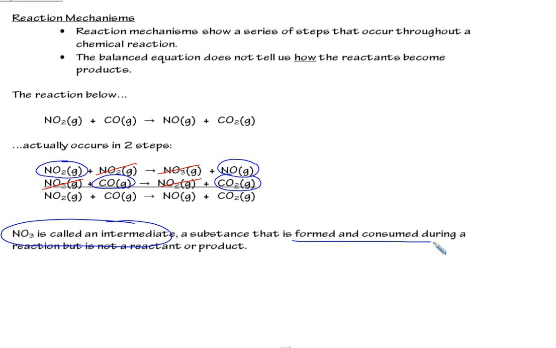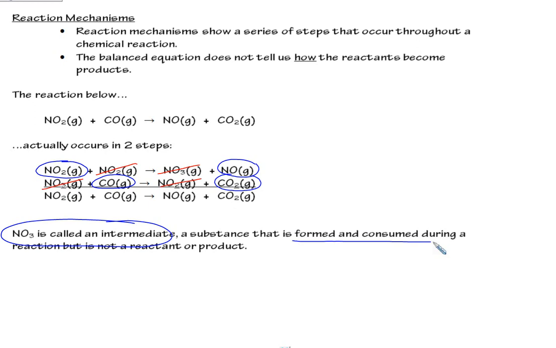Now, it's important to note that these mechanisms are a proposal. Nobody really knows exactly what's happening during that arrow. Exactly how do we get from reactants to products? I don't know. We can't see it on an atomic level. The best we can do is propose these mechanisms.